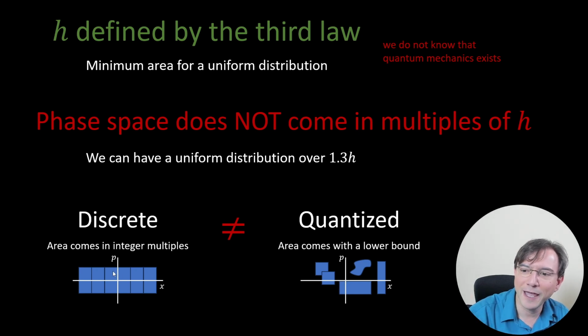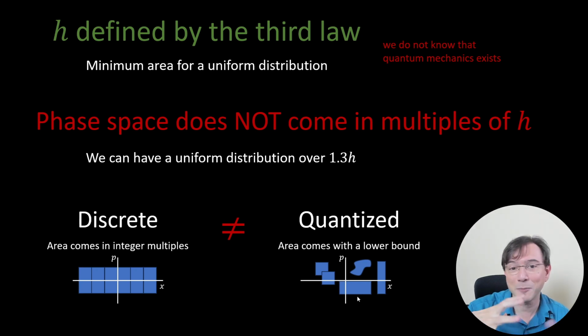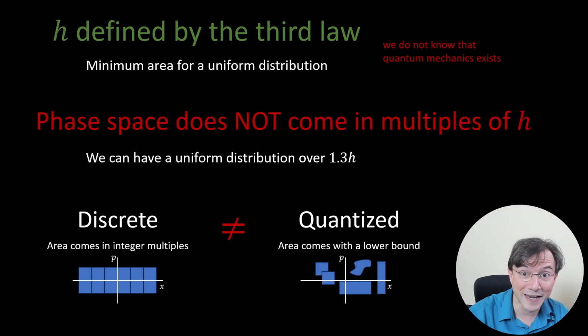So really, in the old quantum mechanics, people were thinking that you have some kind of discretization of phase space. The phase space comes in cells of size h. And that's not what we're saying. It's something completely different. What we're saying is that the areas come with a lower bound. And you can have the areas wherever. You can have them as big and as complicated as you want. The important thing is that they can't be smaller than h for a uniform distribution.